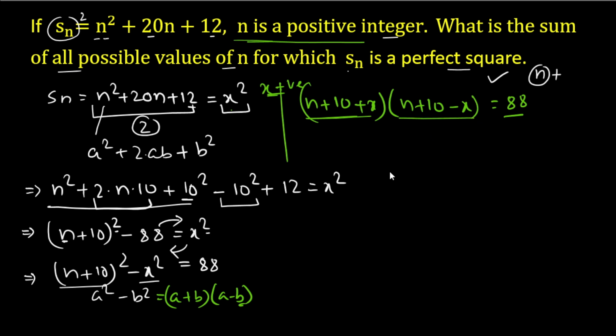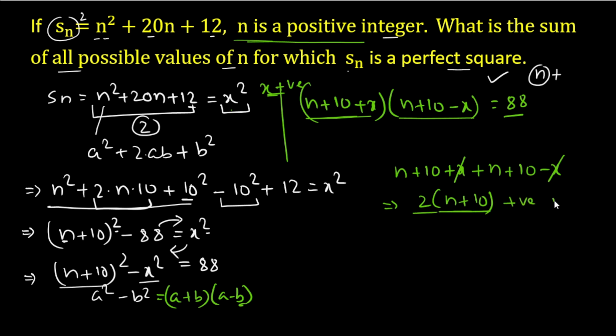And now for making further solutions we will compare these. If we add these product values, that is n plus 10 plus x, and in the next, n plus 10 minus x, here x and x get cancelled, so we have 2 times n plus 10. So 2 times n plus 10 will always be a positive integer because n is an integer. We have n as a positive integer, so plus 10 will also be an integer, and it is 2 times, so this value will always be an even number.